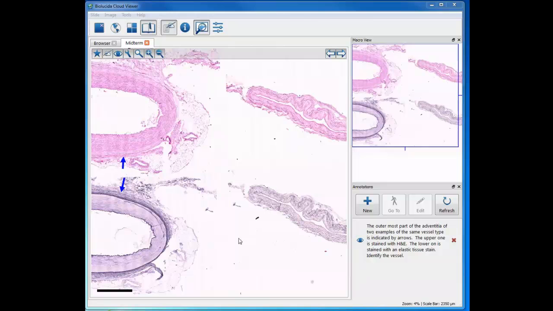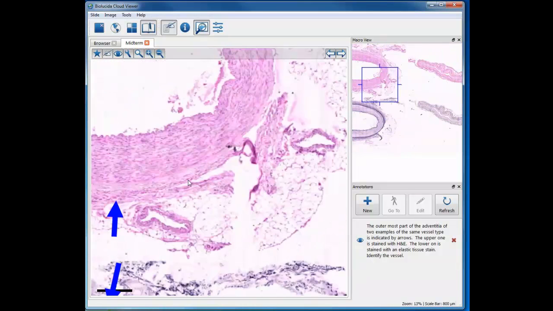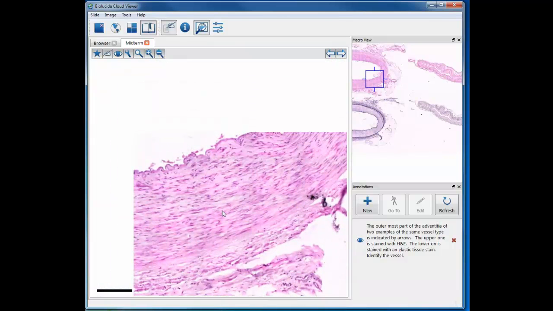This question presented two profiles of the same vessel, one stained with H&E above and the other stained with elastic stain. Right away you can see an elastic stain: you have a dark staining here and you have a dark staining here. And that suggests, so what we needed to look at here is to identify the vessel.